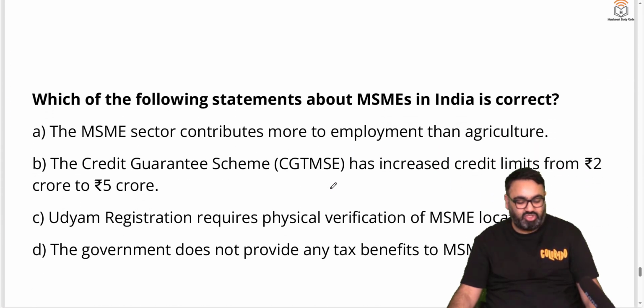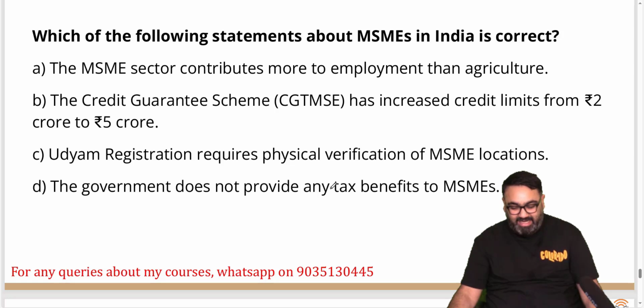One more question to go. Which of the following statements about MSMEs in India is correct? MSME sector contributes more to employment than agriculture. No, agriculture employs many more people. The credit guarantee scheme has increased the credit limits from 2 crores to 5 crores. Yes, this is the one.